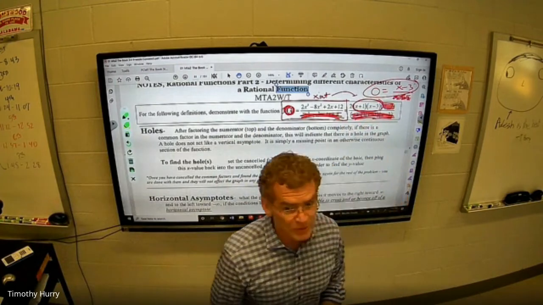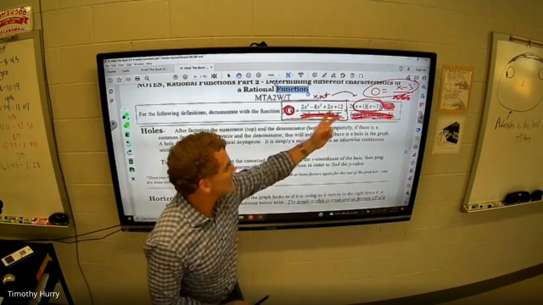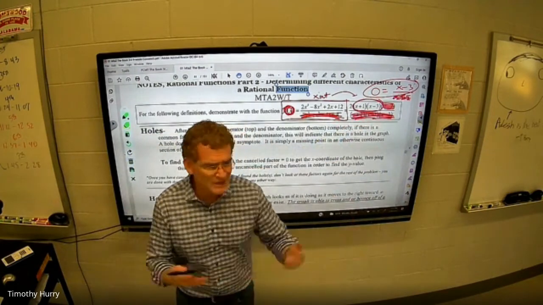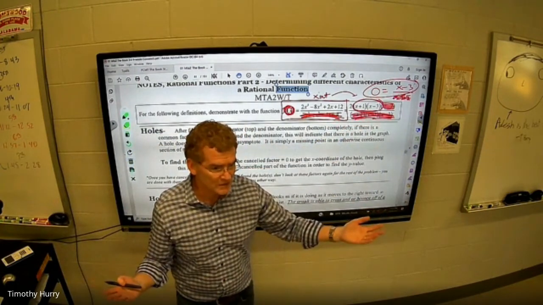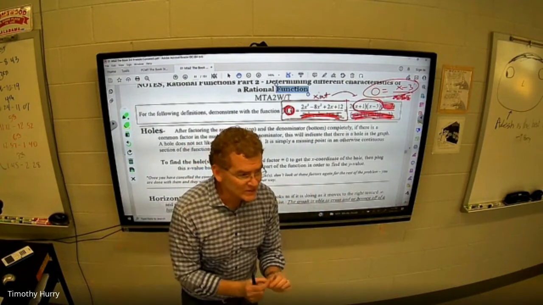There's a lot of super secret hidden x-intercepts out there. This one only has 2. Sometimes there's only 1. Sometimes there's 4. Okay, go with me? Those are the only x-intercepts you have.